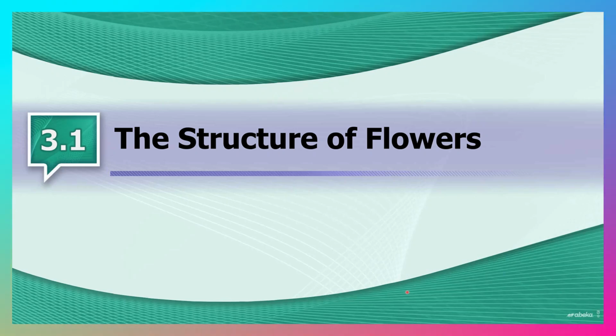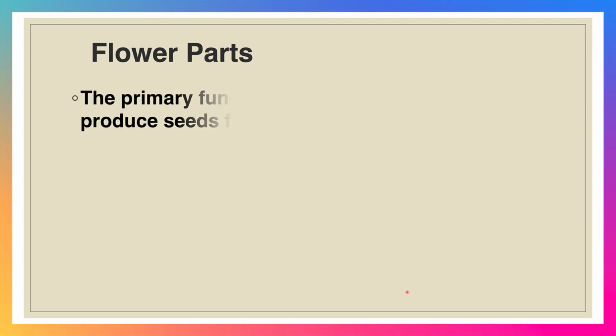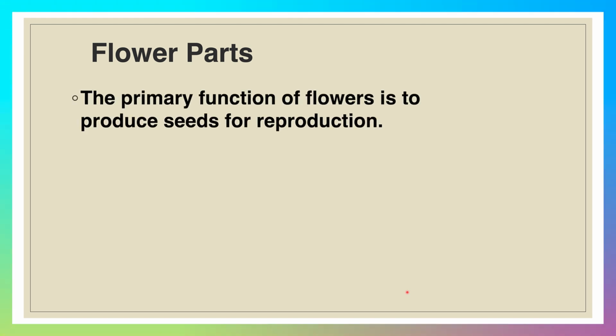This week we're going to talk about flowers, fruits, and seeds, and we're going to start with a discussion around the structure of flowers. So let's look at the different flower parts. First of all, the primary function of flowers is to produce seeds, and the seeds, of course, are necessary for reproduction of the plant.